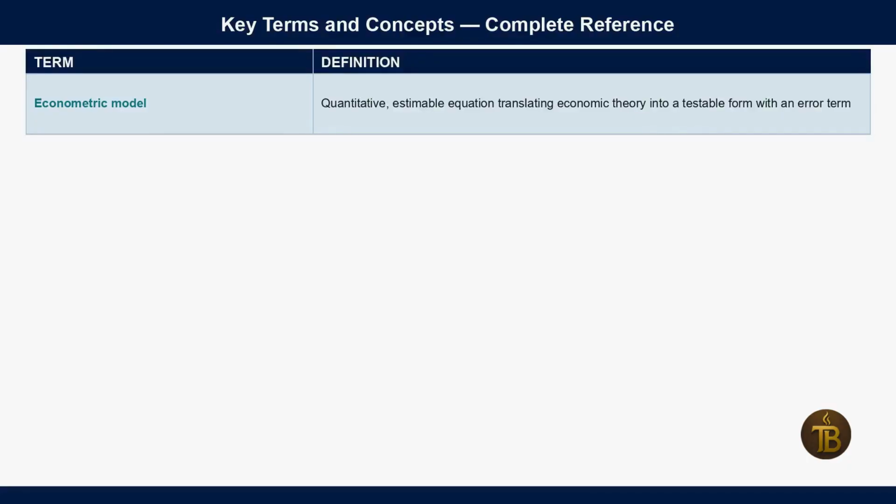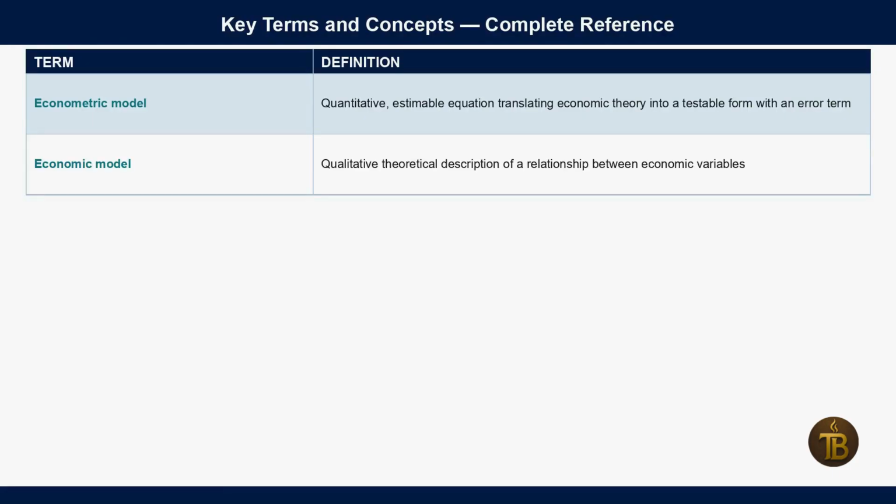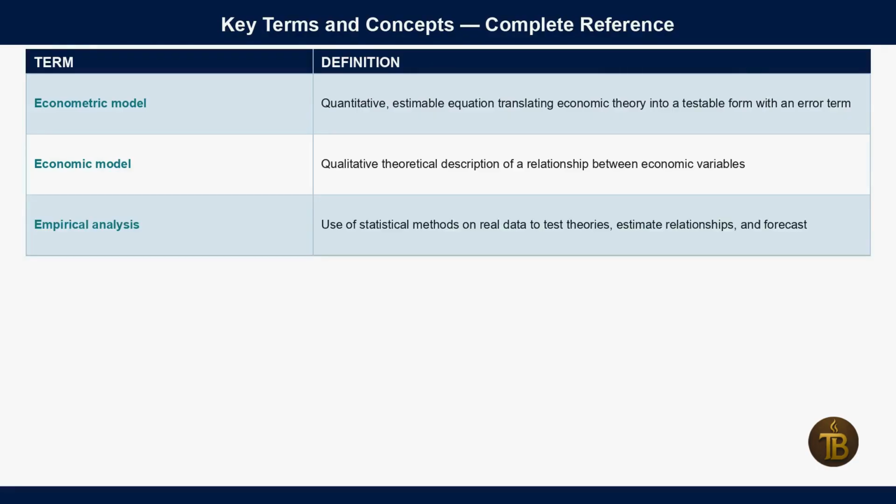Let's close with a complete glossary of the key terms from this lecture. Econometric model: a quantitative estimable equation that translates economic theory into a testable form, including an error term. Economic model: a qualitative, theoretical description of the relationship between economic variables before it's been formalized into an estimable equation. Empirical analysis: the use of statistical methods on real data to test theories, estimate relationships, and produce forecasts.